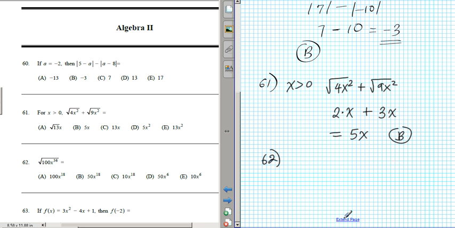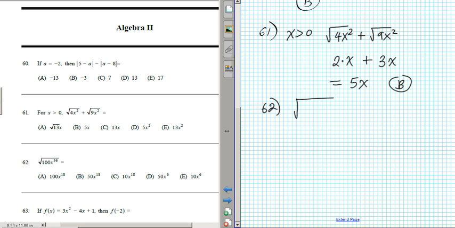It says, what is the square root of 100x to the 36? Remember that anytime you're rooting, you're dividing the power by 2, okay? So this problem can be written as the square root of 100 times the square root of x to the 36. Now, what's the square root of 100? You know the number times itself that gives you 100? It's 10, right? Or you can write this as 10 squared. So the square root of 100 is just 10.